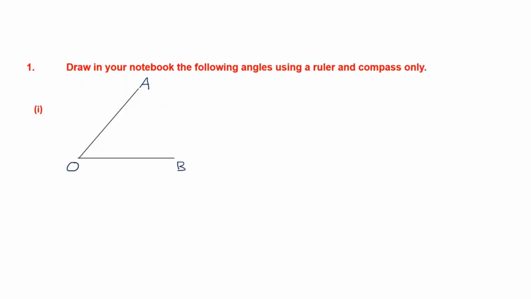Question 1. Draw in your notebook the following angles using a ruler and a compass only. So an angle has already been given to us. What we're going to do here is copy this angle, that is, draw an angle equal to the given angle.